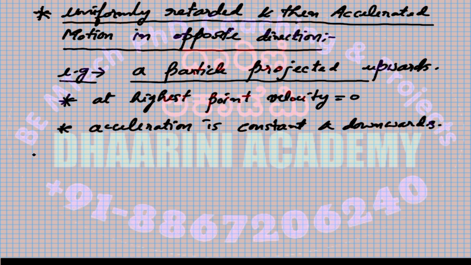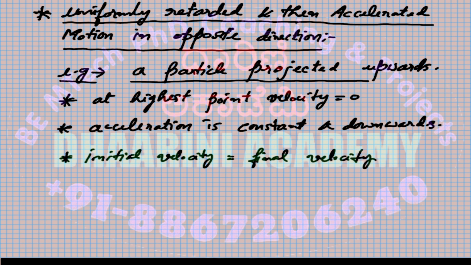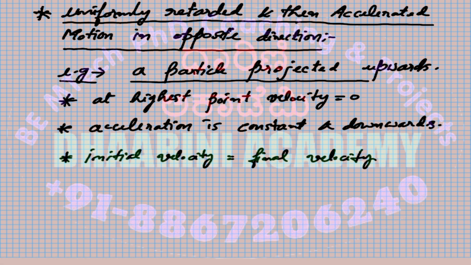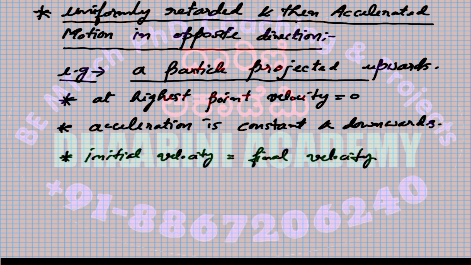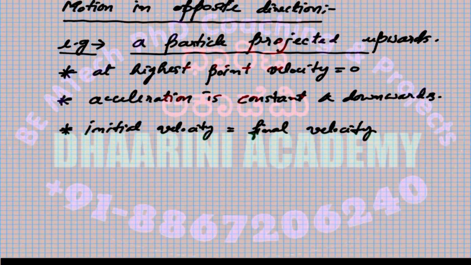Right. And the air resistance we always try to neglect, and this initial velocity, right, is equal to the final velocity. So initial velocity is the velocity at the moment when we throw it upwards, and the final velocity is the velocity with which it's going to strike ground. Right. Now, so velocities will be same, but they are opposite in direction. Right. This is the basic feature of this kind of motion.